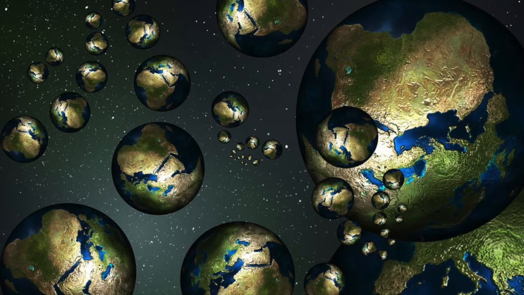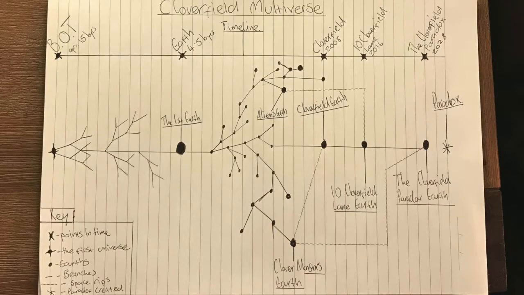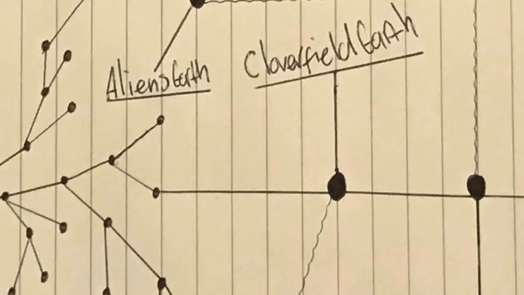Together, these universes comprise everything that exists: the entirety of space, time, matter, energy, and the physical laws and constants that describe them. Just for reference, when I talk about different Earths, I will call them by the movie that takes place on them. The Cloverfield Earth will be the 2008 film.